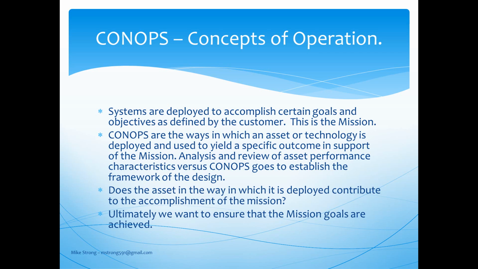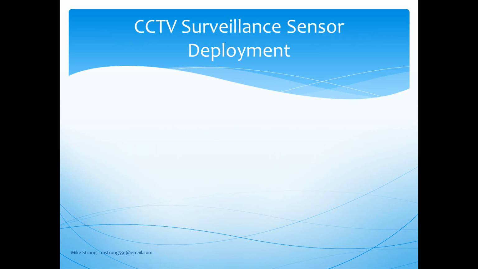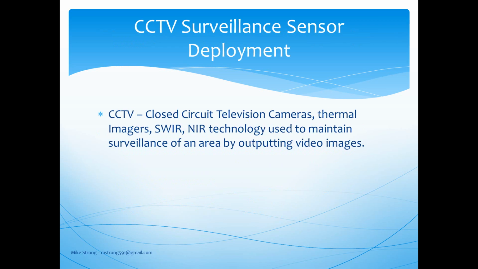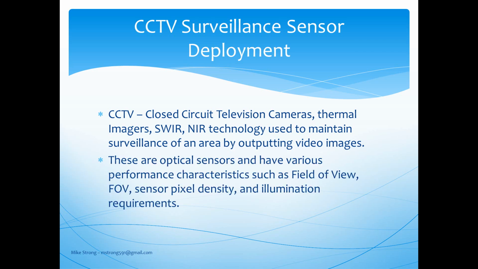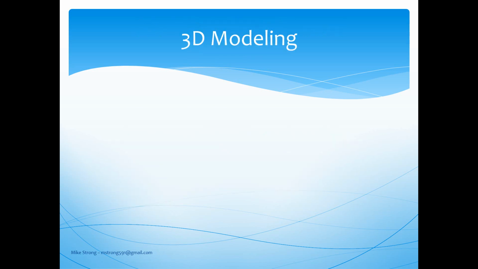In the context of this presentation, CCTV surveillance sensor deployment, well, what is CCTV? Closed-circuit television cameras, thermal imagers, SWIR, NIR technology used to maintain surveillance of an area by outputting video images. I'm not going to speak to the transport methods such as IP or legacy coax to get the images out at this point. These are optical sensors, though, and they have various performance characteristics such as field of view, sensor pixel density, and illumination requirements.